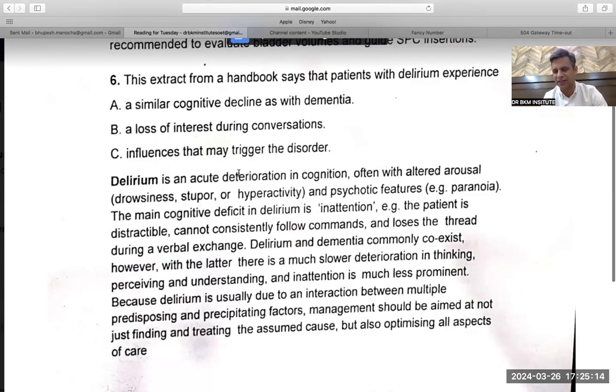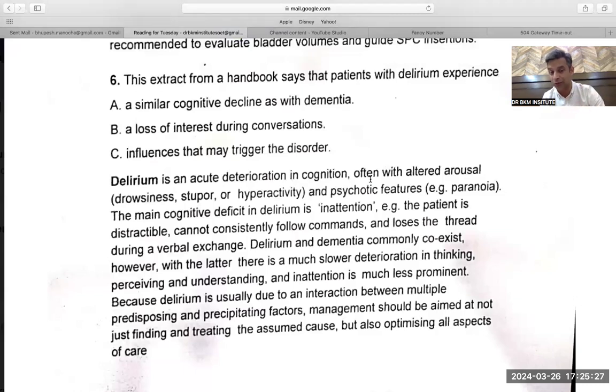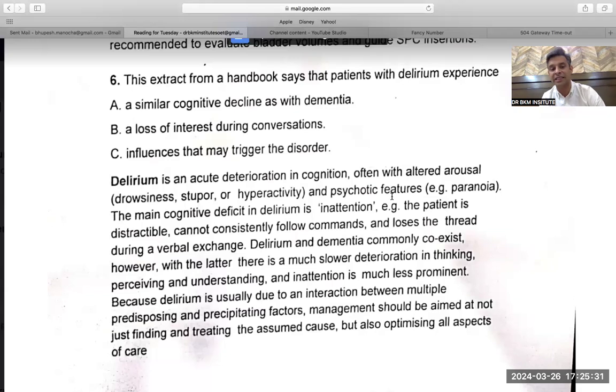I will read it, otherwise it will go crazy. Okay. So they are asking that an extract from a handbook says that patients with delirium experience. So what happens with the patient with delirium is an acute deterioration, acute, fast. Acute means fast. Cognition often with altered arousal and psychotic features.